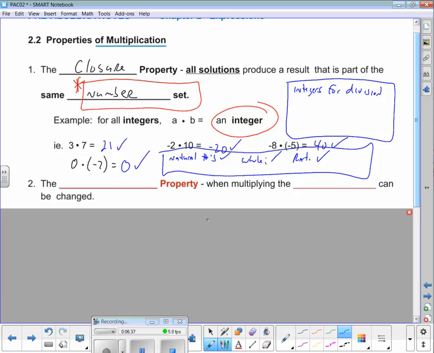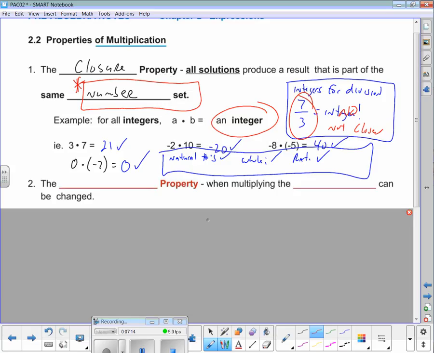So, if you think it's no, can somebody raise their hand and give me an example that doesn't work? Go ahead, Edward. All right. Is 7 an integer? Yes or no, class? Yes. Is 3 an integer? Yes or no? Yes. Does 7 divided by 3 equal an integer? No. 7/3 is not an integer. It's a fraction. It's a rational number. So it's not closed.